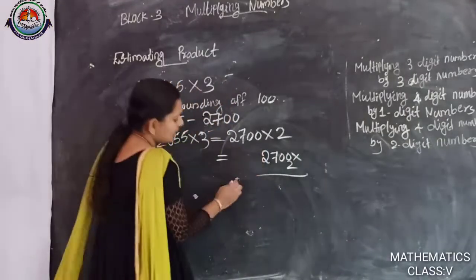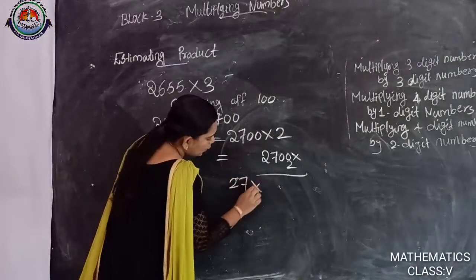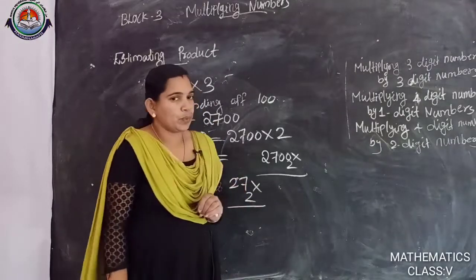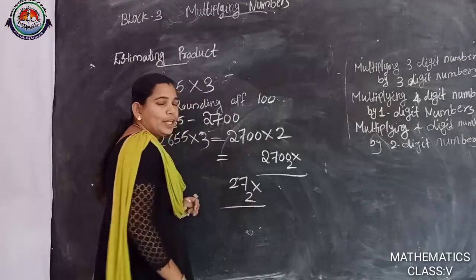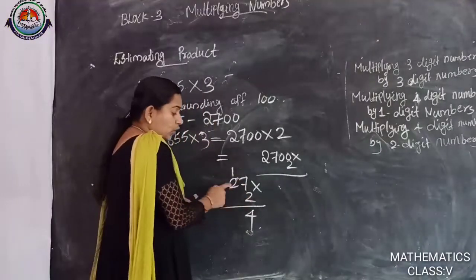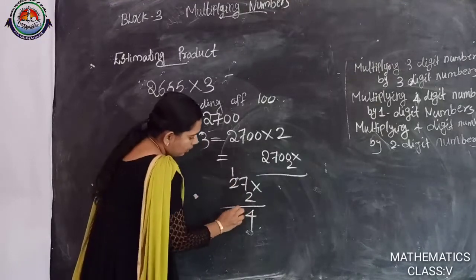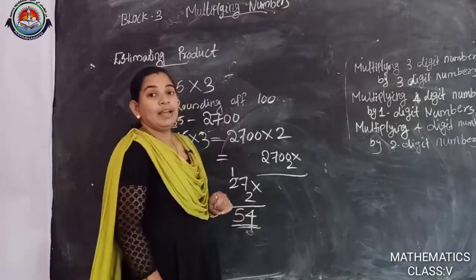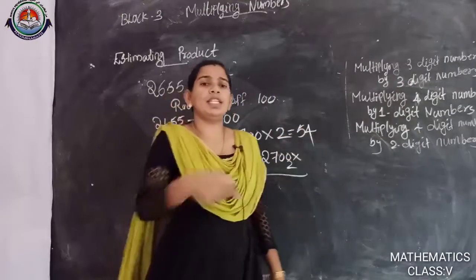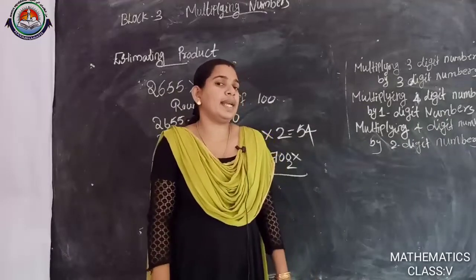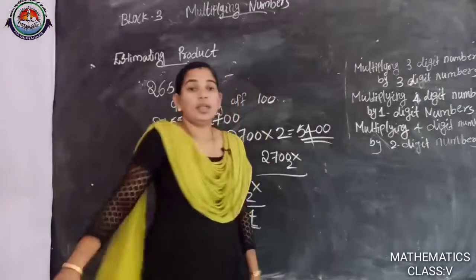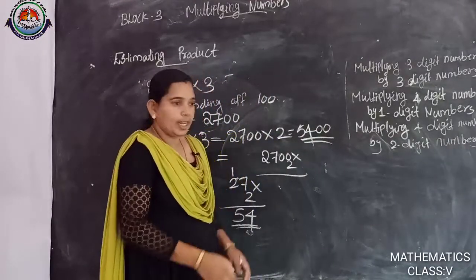The remaining digits are 27 into 3. Then you find the product of 27 into 3. 7 into 3, good, 21. 2 as a carry. 2 into 3, 6. 6 plus 2, 8. What is the value here? 81. We are writing 81 here. Then how many zeros are we writing outside? 2. So those 2 zeros we put here. 8100. Got it?